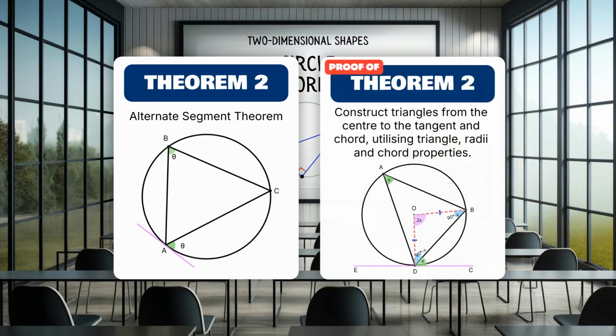We demonstrated this by constructing triangles from the circle's center to the tangent and chord, utilizing properties of isosceles triangles and the relationship between tangents and radii. By mastering these concepts, we gained valuable tools for tackling complex geometric problems involving circles, tangents, and inscribed shapes. These theorems not only simplify our calculations, but also deepen our appreciation for the elegant relationships within circle geometry.